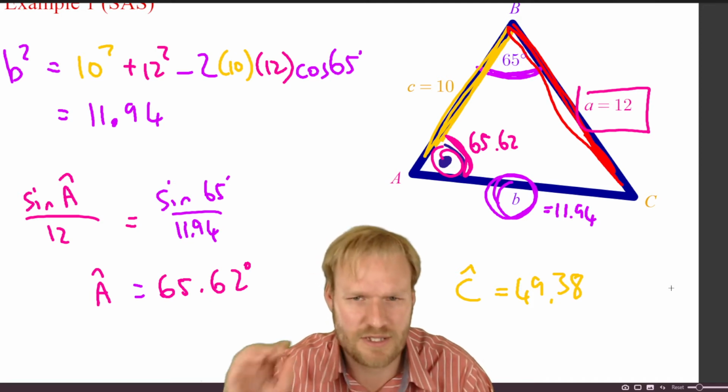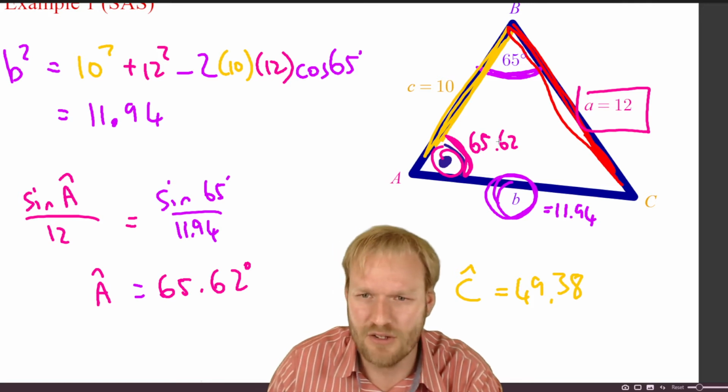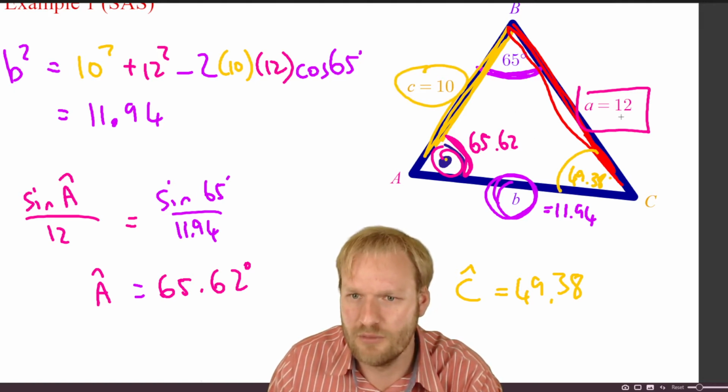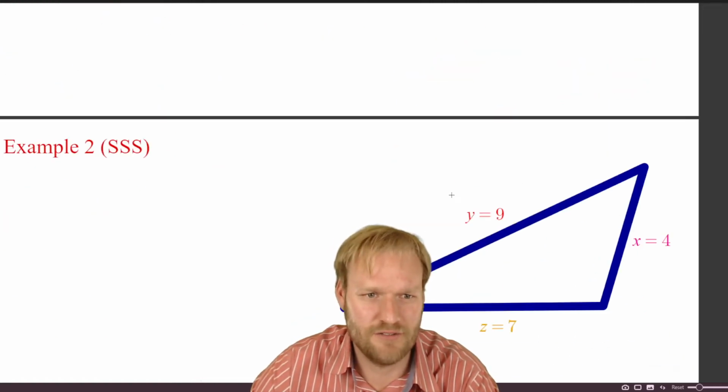Is the smallest side opposite the smallest angle? Is the biggest side opposite the biggest angle? Well, let's just put this in, 49.38. That looks like the smallest angle, smallest side, biggest angle, biggest side, medium. Okay, so that's our first angle.